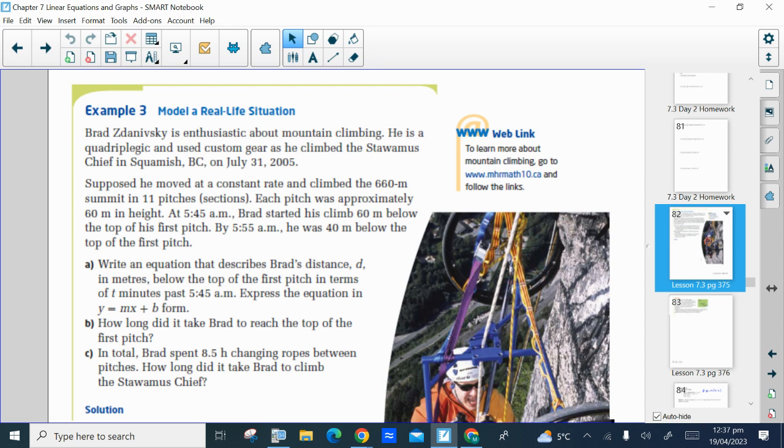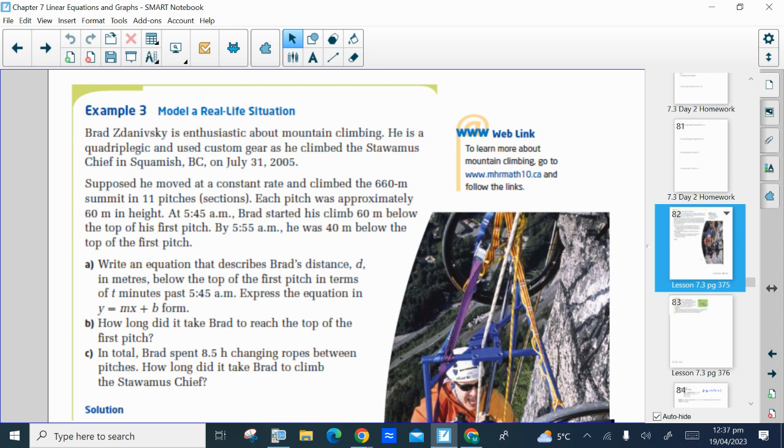So Brad is enthusiastic about mountain climbing, but he's a quadriplegic, so he uses custom gear to climb this mountain or this rock face in BC. So it says that he moved at a constant rate and climbed the 660 meter summit in 11 pitches or sections. Each pitch was approximately 60 meters in height.